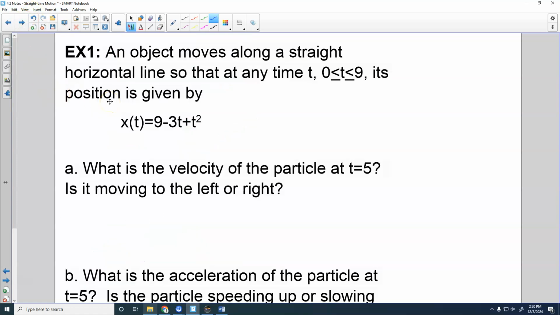Okay, an object moves along a straight horizontal line so that at any time t from 0 to 9, its position is given by x of t equals 9 minus 3t plus t squared. So that's our position formula. What is the velocity of the particle at t equals 5? Is it moving to the left or right? Okay, so if we want velocity, what have we got to do?